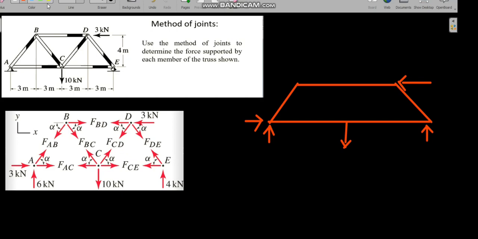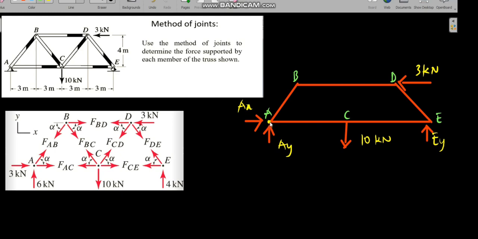Let me write down the values. This I have the 3 kilonewton. And then this side, let me call it EY. And then this side is 10 kilonewton. And this side, let me make this AX and then AY. Before I continue, let me name the points. This is point A, this is point B, this is point D, this is point C, and then point E. So this will be the free body diagram for this system.